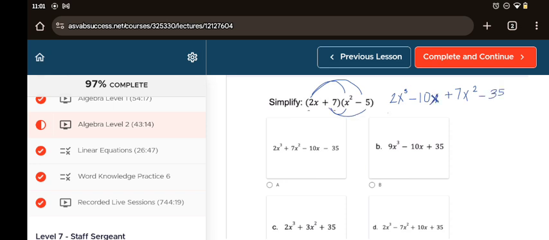So my answer here, there's nothing I can combine because this is just like a regular x. This is an x squared. So I'm going to put them in order. 2x to the third, 7x squared comes next, negative 10x minus 35. Why did I switch and put the plus 7x squared first before the 10x? Because the exponent here is larger. So that's why it goes in that order.